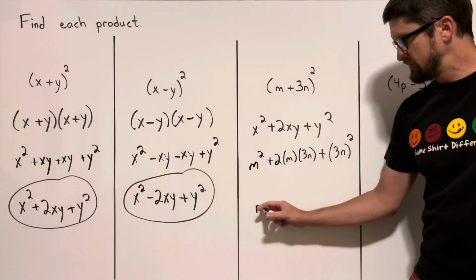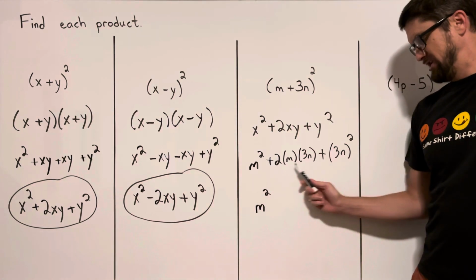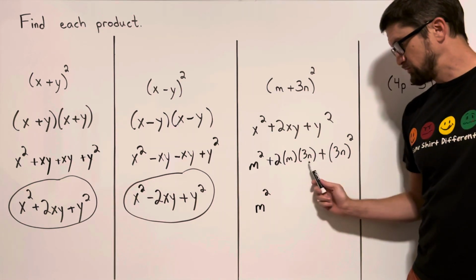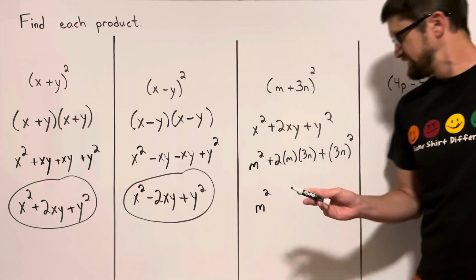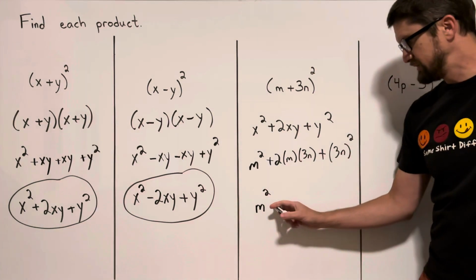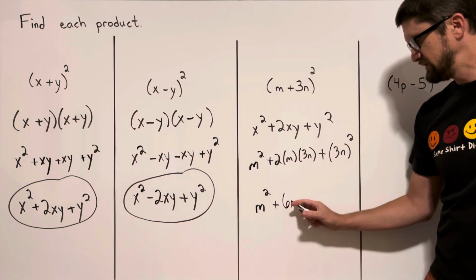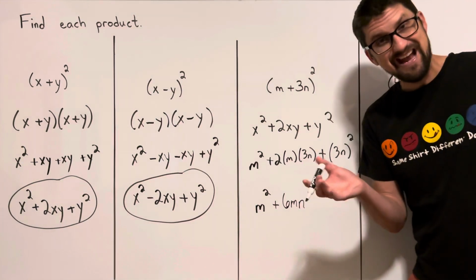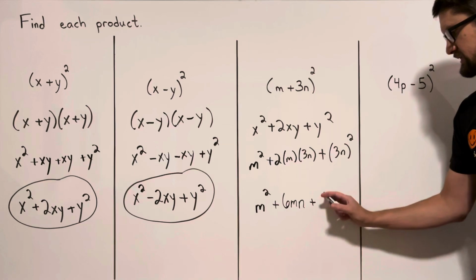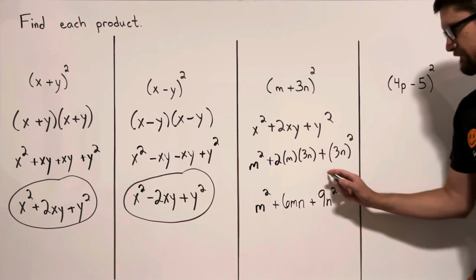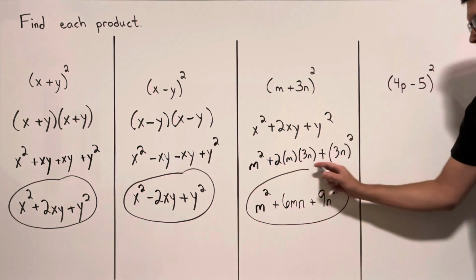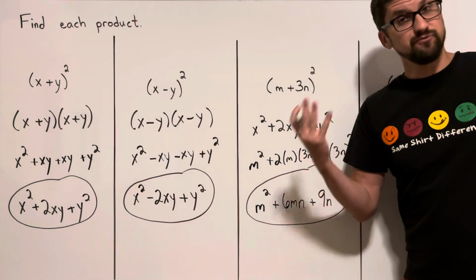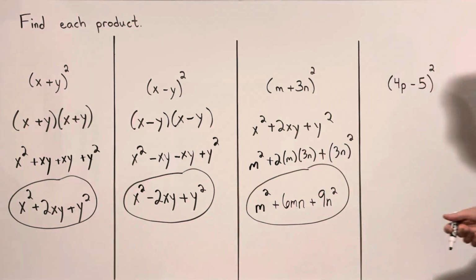All right, so this is going to come out to m squared. Now you can multiply these in any order, so I'm going to multiply the 2 and the 3 together to give 6. And then you have 6mn, so plus 6mn. And then here you're squaring both the 3 and the n, it's going to be 9n squared. And if you write that twice and FOIL it, you can see you get the same answer.